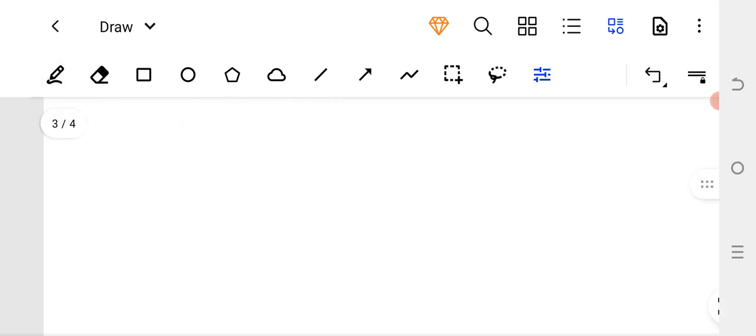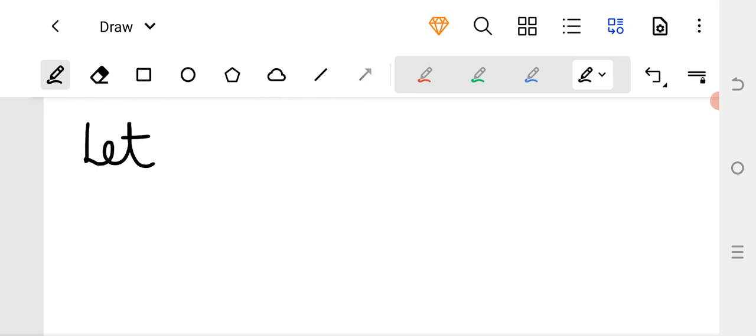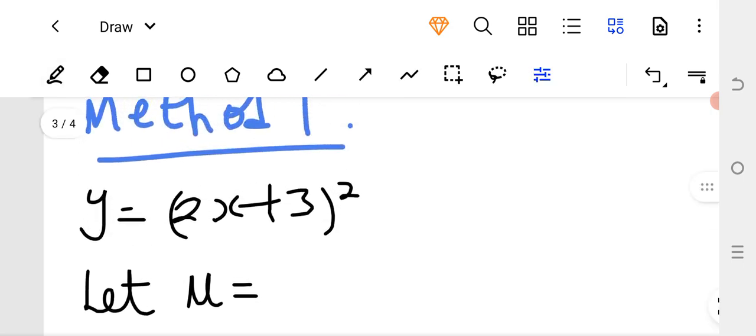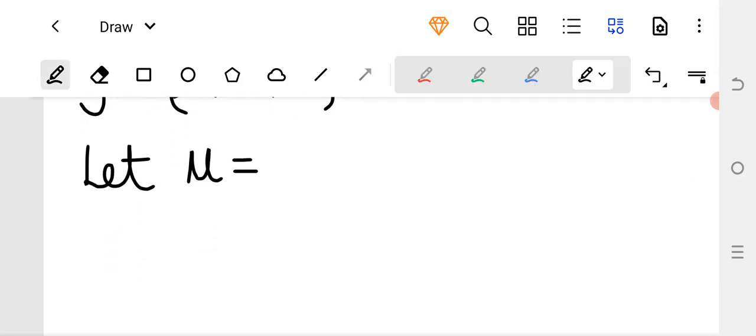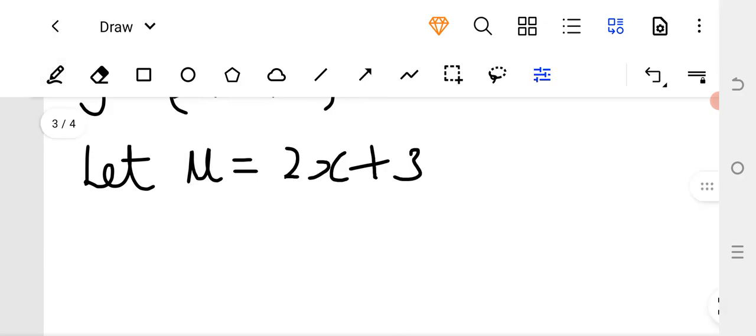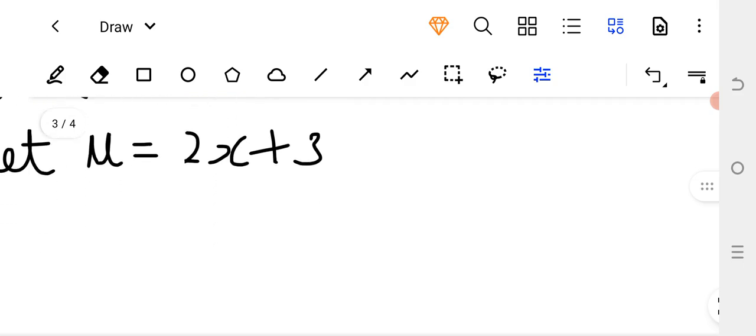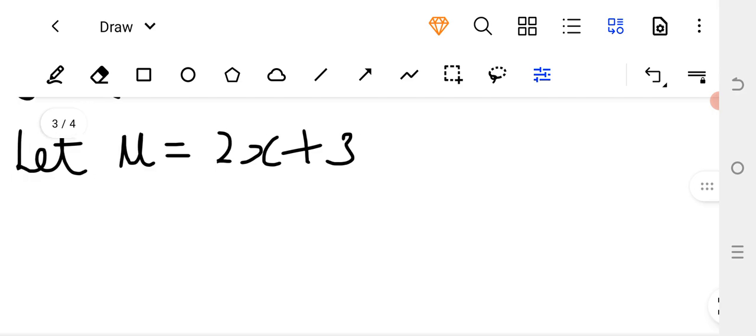The first thing to do is let u be equal to what is in the parentheses, or the brackets, and we have 2x plus 3. So I hope it's clear so far. We have said u is equal to what is in the brackets, then what has remained is going to be our new function, which is y. Take note, u is equal to 2x plus 3.